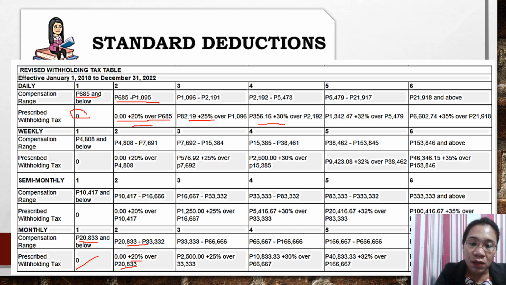At kung ang sahod mo monthly ay nasa 2,500 plus 25% over. Meaning to say, pag yung sahod mo ay nasa 33,333 to 66,666, mayroon ka ng fixed amount na 2,500 plus 25% of the difference of 33,333. Yung difference, yun ang linalagyan ng 25% tax plus 2,500.